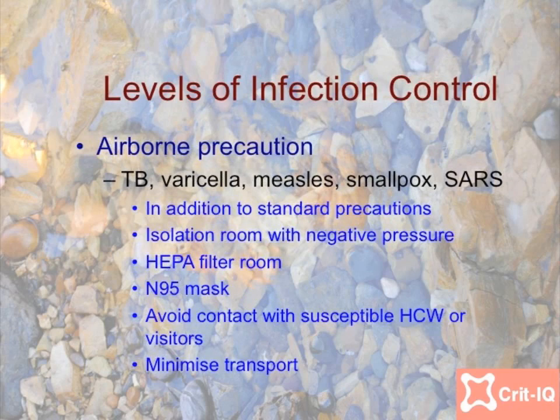Airborne precautions are the highest level of precautions and are applied to patients who have very infectious diseases such as tuberculosis, smallpox and SARS. Again, in addition to standard precautions, these patients are nursed or cared for in an isolation room with negative pressure. There should be a HEPA filter, and healthcare workers are advised to wear an N95 mask. In addition, anyone with decreased immunity or at risk of these infections should avoid having contact with the patient, and the patient shouldn't be transported out of their room unless absolutely necessary.